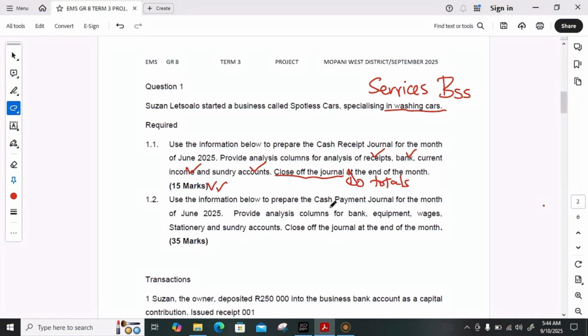Use the information below to prepare the CPJ for the month of June 2025. Provide analysis columns for bank, equipment, wages, stationery, and sundry accounts. And again, as in the previous question, you must do the totals at the end of the month to make sure that the CPJ is closed, and you are going to get 25 marks. So that is the required section.